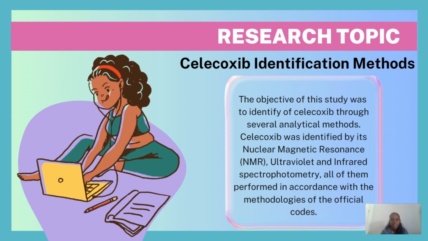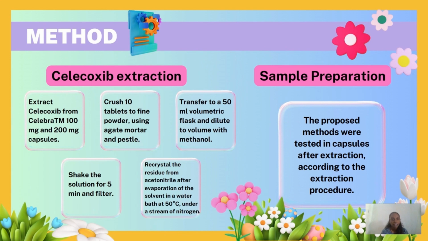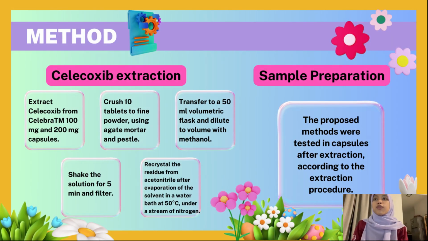The objective of this study was to identify celecoxib through several analytical methods. The analytical methods used to identify celecoxib are nuclear magnetic resonance, ultraviolet and infrared spectrophotometry. All of them are performed in accordance with the methodology of official codes. Next, we will move on to the method used to identify celecoxib, which will be presented by AINA KARMILA. Now, the method of this study.